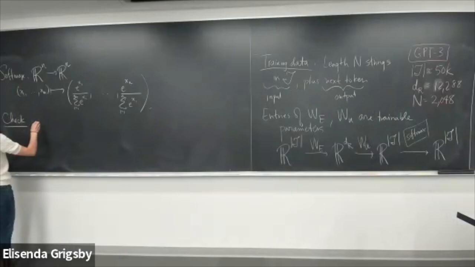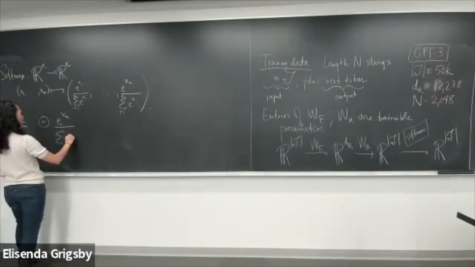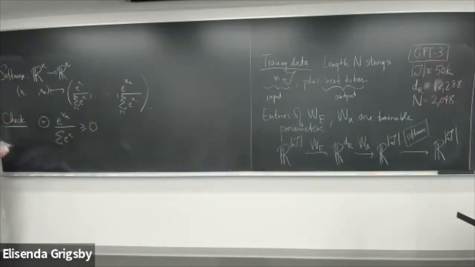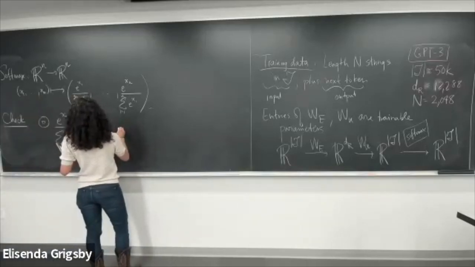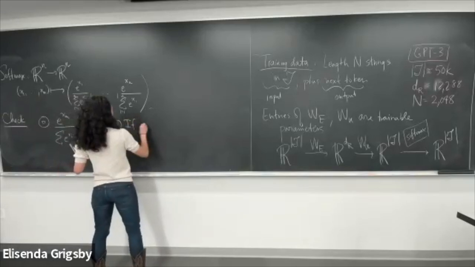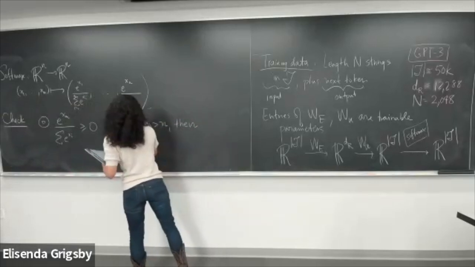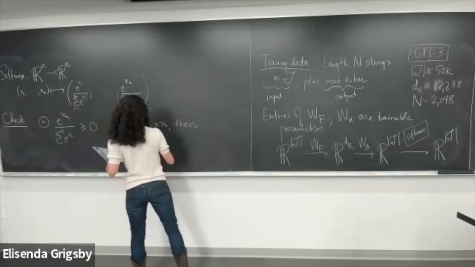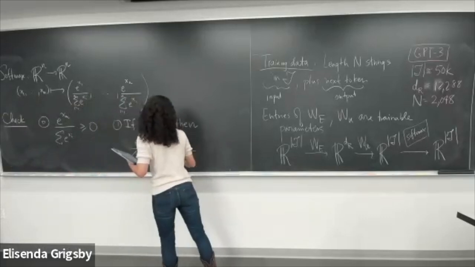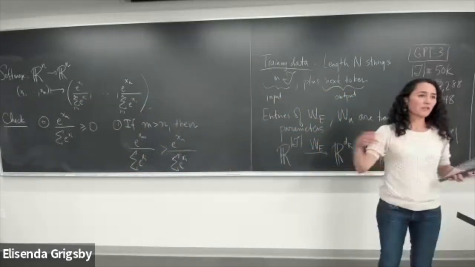Let me just write down a few things. First of all, e to the x_m over the sum is always greater than or equal to 0, in fact always greater than 0. If m is greater than n, then the corresponding coordinate will be greater as well. So it preserves this sort of ordering of coordinates. And also it makes sure that things sum to 1.